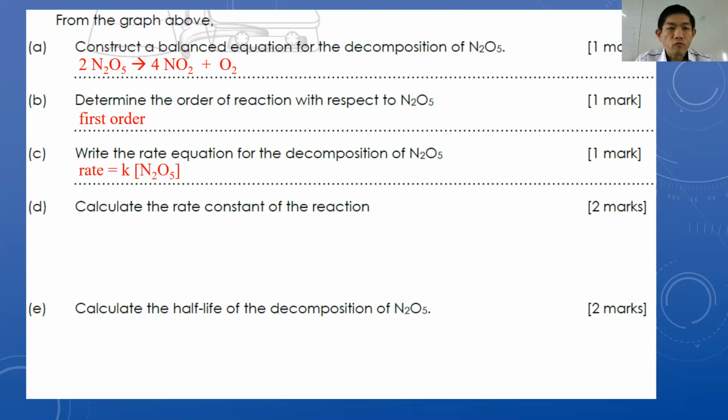So you have to write rate equals k, concentration of N2O5. Since this is first order, you don't need to write the power of 1 here. So straight away express your rate equation in a form like this.